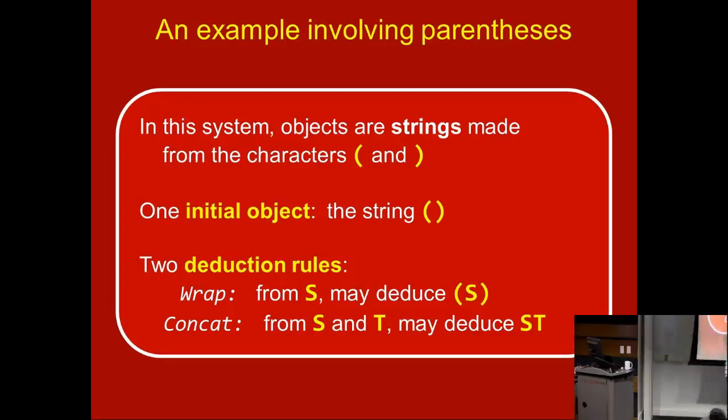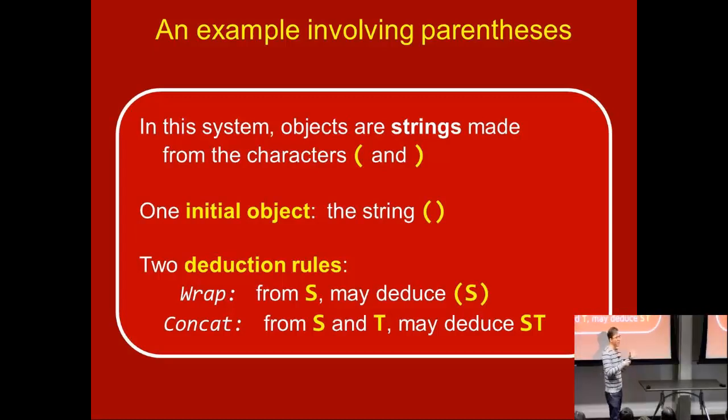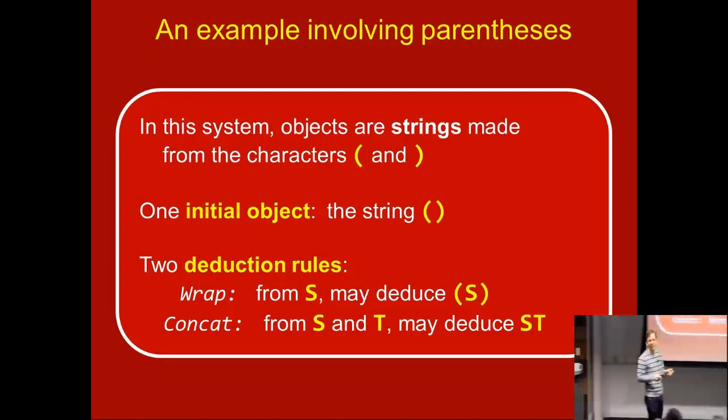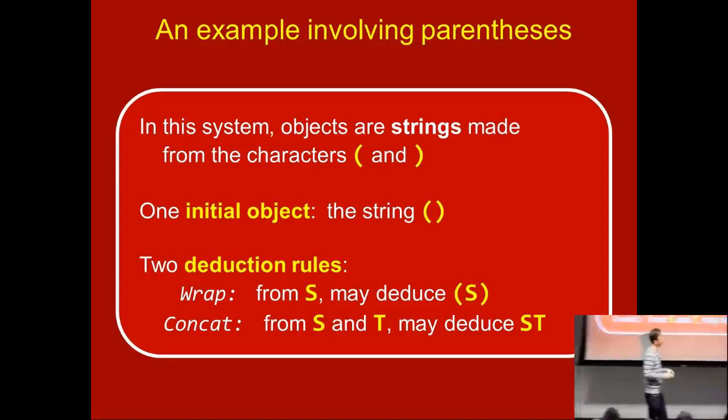And there'll also be two deduction rules, and I'll give them names. Wrap: that rule says if you've got a string S, you can stick an open and a close on the outside. And concat, that stands for concatenate, which means to stick two strings together. It says if you've deduced S and you've deduced T, then you're also allowed to deduce S stuck together with T.